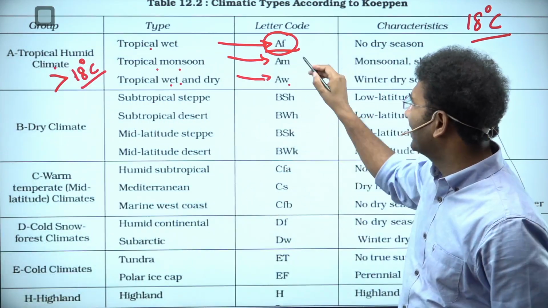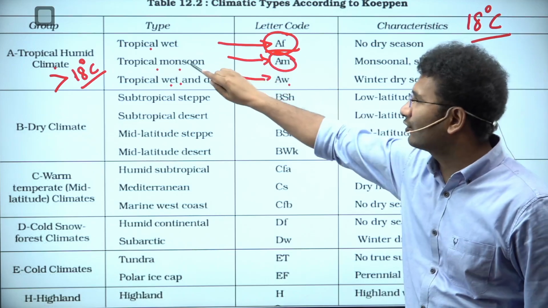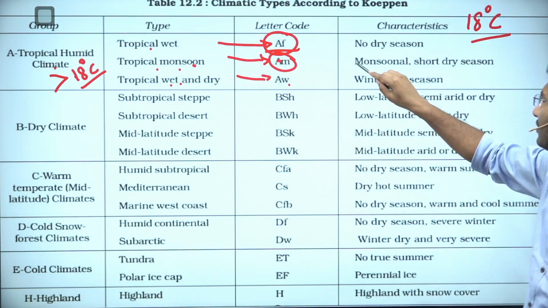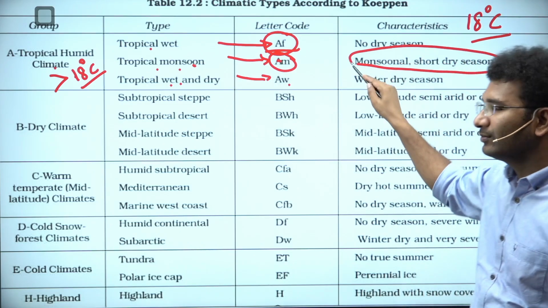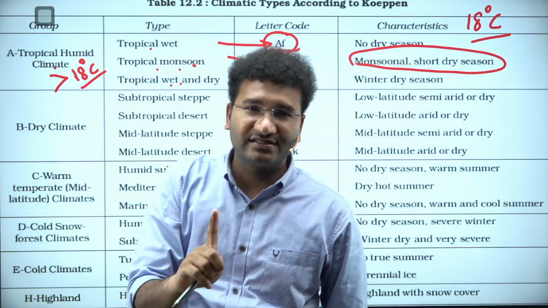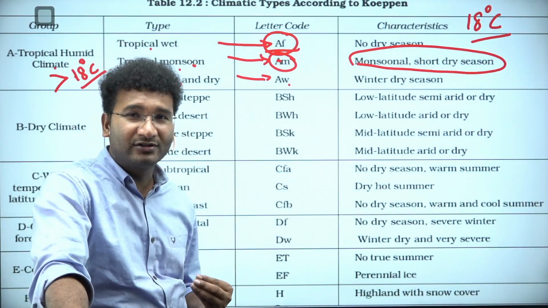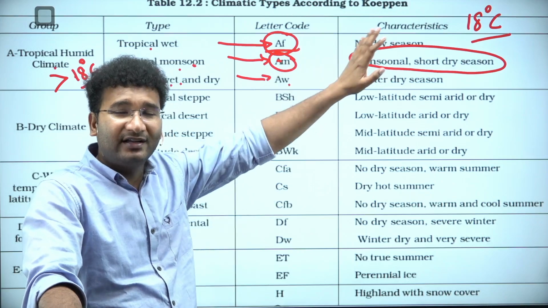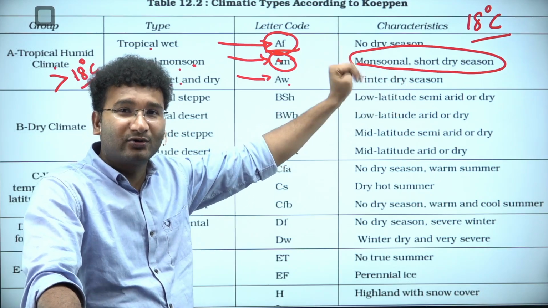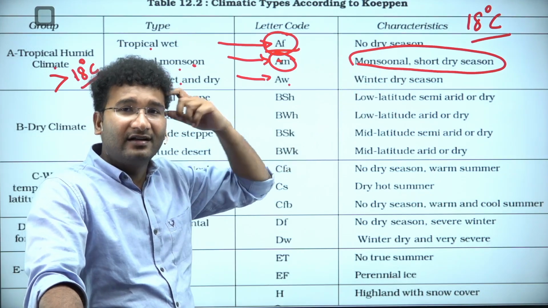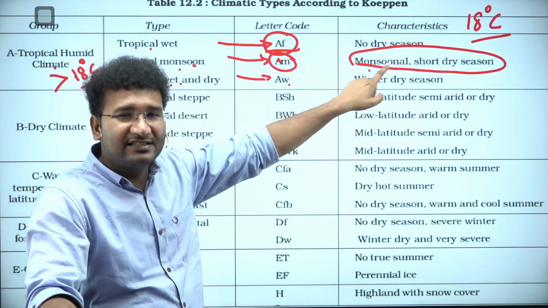Come to AM. AM means, he said, tropical monsoon type of climate, for which there should be a short dry season, meaning one season in the year may be dry. That means, can I say that Kerala is a monsoon region? Northeastern part of India has 18 degrees Celsius or more all throughout the year, and they'll have only one season which is dry.